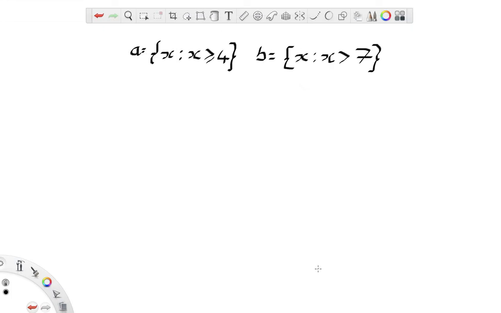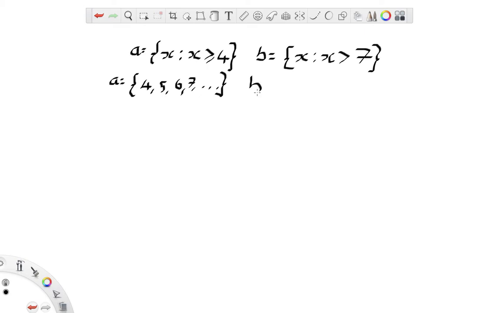And I've changed what the sets A and B are. A is now the set of x such that x is greater than or equal to 4. So what is that set? Well, we can just fill in what that is. So the integers greater than 4 and including 4. So 4, 5, 6, 7. And obviously it keeps going beyond that.